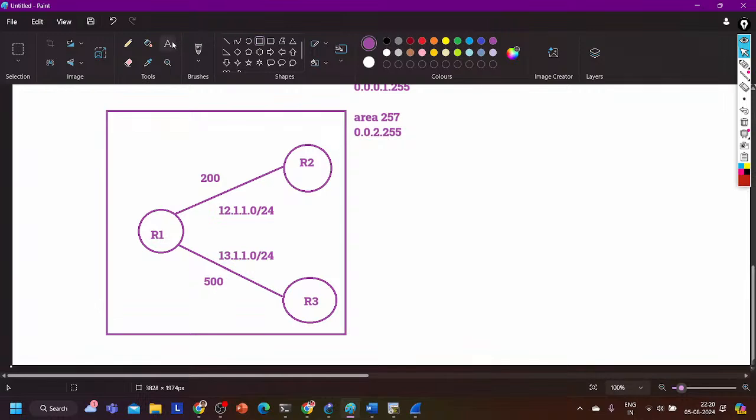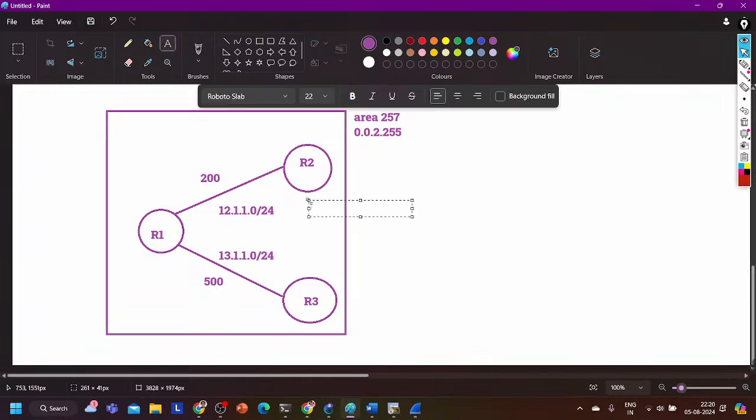Let's say both routers are advertising one network, that is 1.1.1.0/24. Router 2 is also advertising this network, and router 3 is also advertising this network. So on router number 1, which path is the best path according to you? Upper path or lower path? Lower path, because here we have more bandwidth, 500 Mbps, correct?